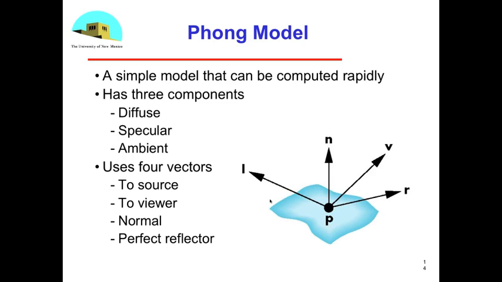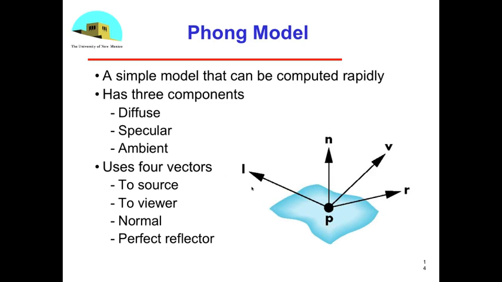A diffuse component, that's the part that corresponds to light scattering equally in all directions. A specular component, which is like a mirror or a very shiny metal surface, which concentrates light in a narrow angle, the limit being a mirror, and then an ambient component, which gives us equal light in every place in the scene. Now, to do that computation, he used four vectors.